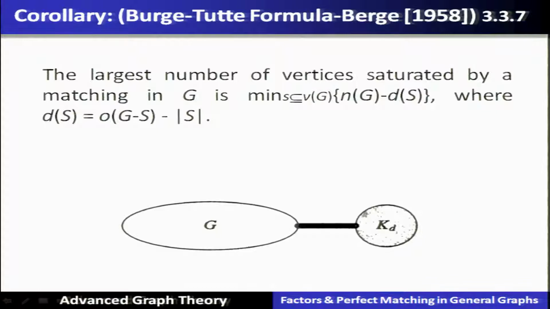So, you know that this particular graph does not have a perfect matching. So, we have to find the largest number of vertices which can be saturated by a matching in G. So, we are going to take S, let us say this is S. So, the cardinality of S is 2 and the number of odd components, this is 1.